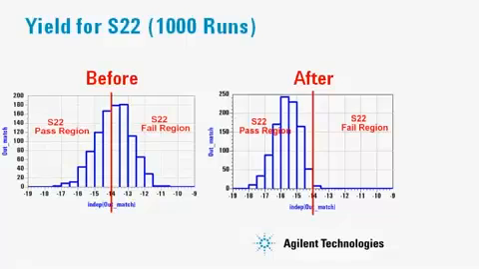To recap, let me compare the yield for S22 before and after. Initially, we can see that most of the Monte Carlo yield runs lie in the fail region, resulting in a low yield. But after we fixed the design and design centered it, we can see that most of the runs lie in the pass region. And also notice the variability. It is narrow variability after we fix the design compared to a much broader variability before.